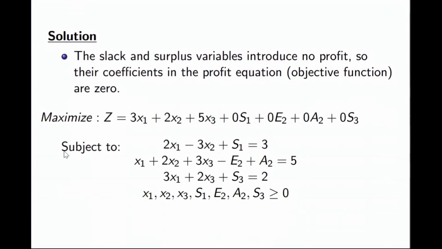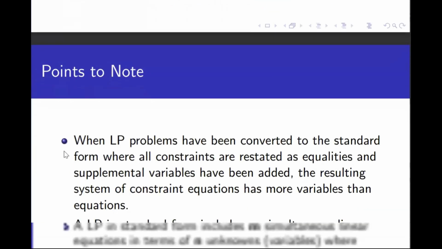So the slack variables and surplus variables introduce no profit. So their coefficients in the profit equation are 0. Z is equal to 3x1 plus 2x2 plus 5x3 plus 0s1 plus 0e2 plus 0a2 plus 0s3 subject to 2x1 minus 3x2 plus s1 is equal to 3, x1 plus 2x2 plus 3x3 minus e2 plus a2 is equal to 5, 3x1 plus 2x3 plus s3 is equal to 2, and x1, x2, x3, s1, e2, a2, s3 are greater than or equal to 0.